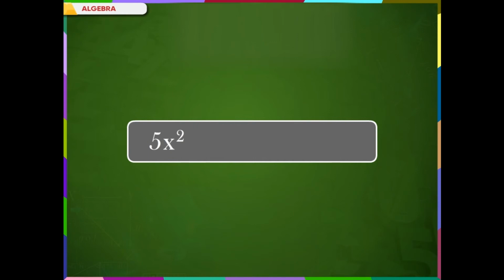In some terms, the variables will have exponents. 5 degree 2. This exponent determines the degree of that term. The degree is 2. If the variable does not have an exponent, the degree is 1. For instance, the degree of 2y is 1.